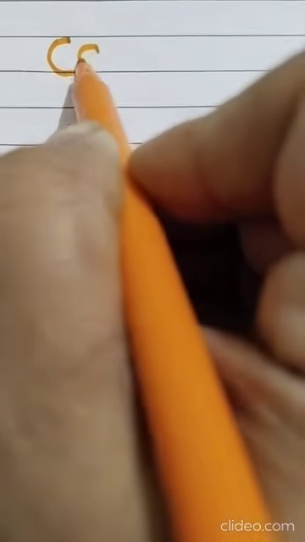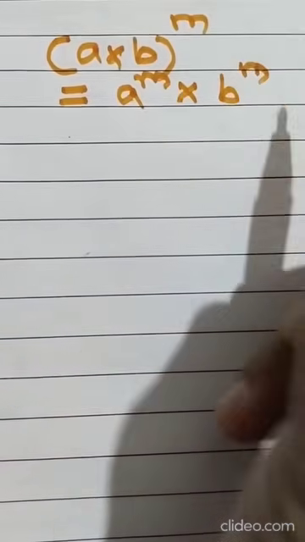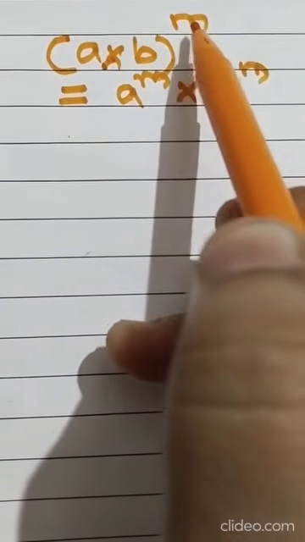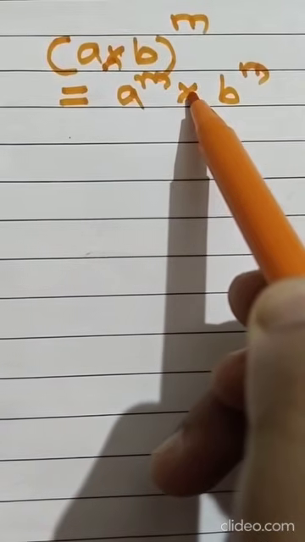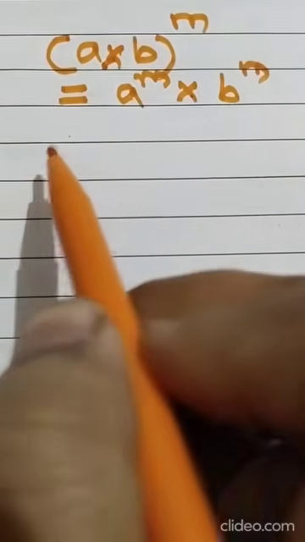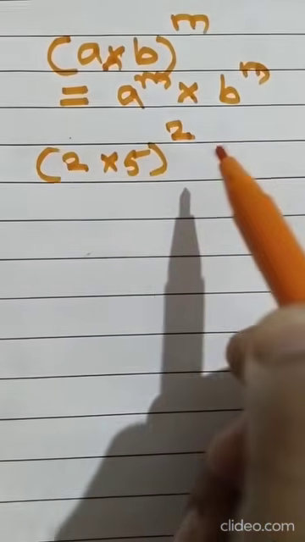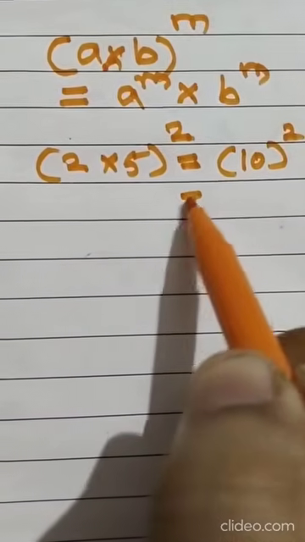Today we will discuss the product whose power is raised by a certain value. This can be written as a raised to m multiplied by b raised to m. So if two numbers are in a product and the whole product is raised to a certain power m, it can be written as a raised to m multiplied by b raised to m. For example, 2 times 5 is raised to power 2. In simple terms, it is 10 raised to 2, which gives us the answer 100.